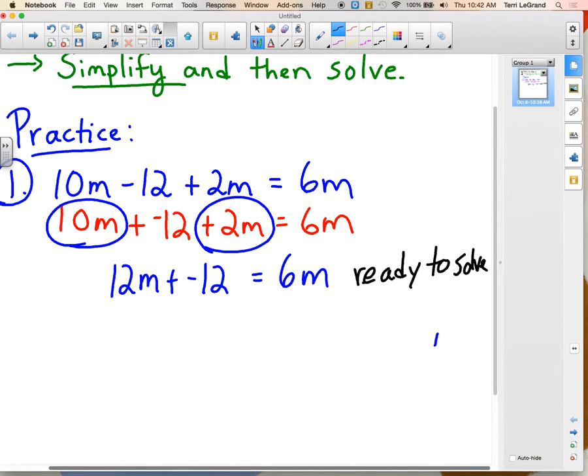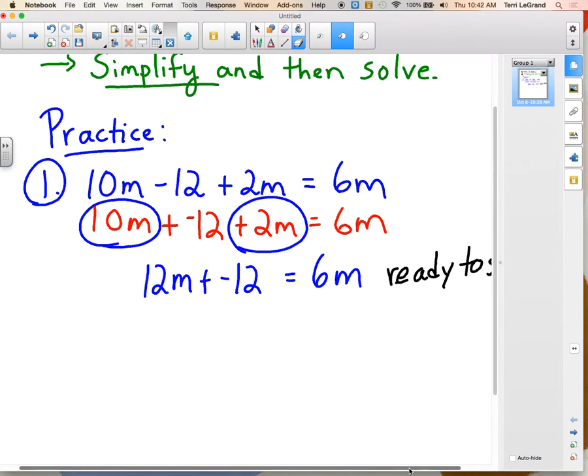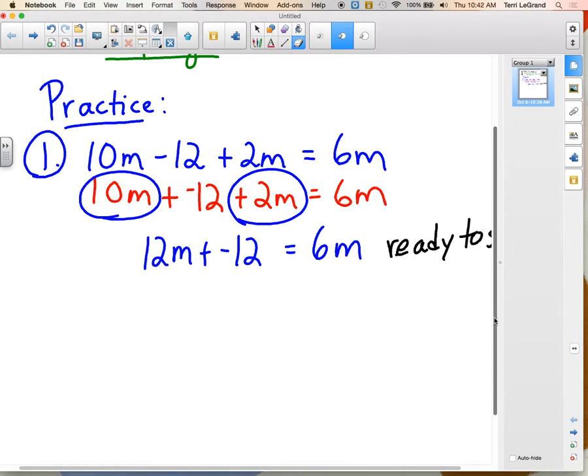Okay, we've done what we need to do to get it ready to solve, and now we can go about our solving steps. Okay, so what should we make our first move there, Jossie? Subtract 12m from both sides.